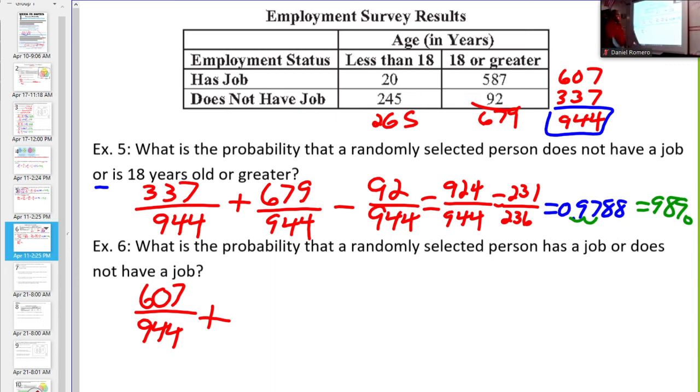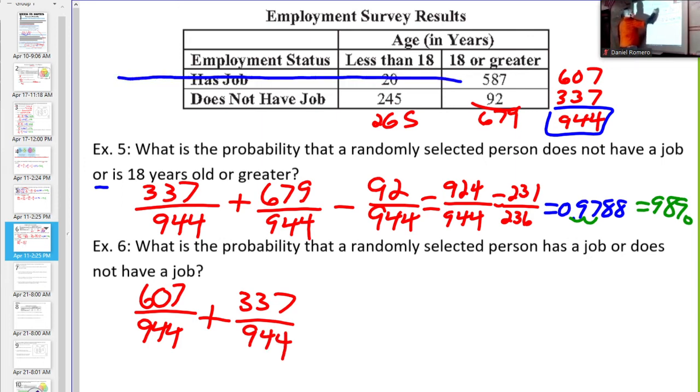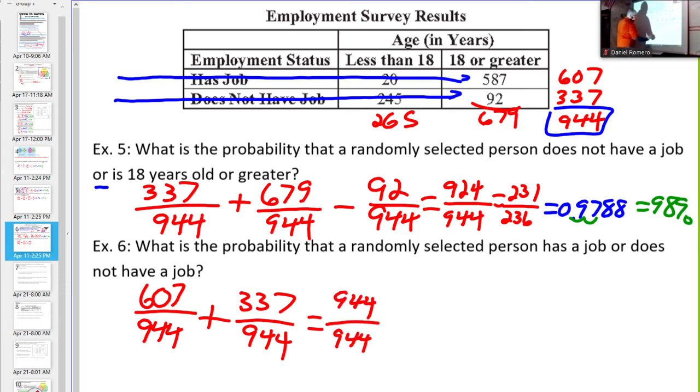Very good. Do not have a job. And if you have to look at the table, look at it, but the point is, has a job, does not have a job, there's no intersection between the two. Common sense. You can't have a job and not have a job at the same time. That doesn't make sense. So these are mutually exclusive. There is no intersection. But it's pretty obvious that when you add them up, you're going to get 1.